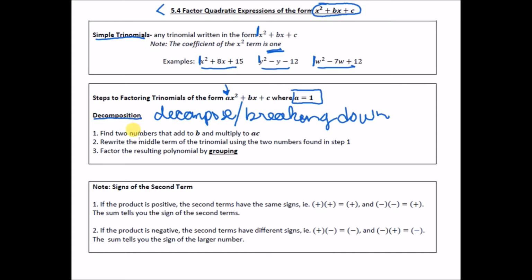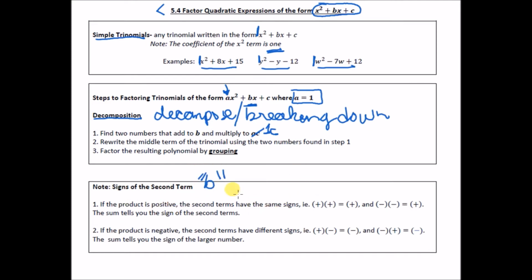So we're going to find 2 numbers that add to b, so that middle number, and multiply to ac. In this case, we can actually just call it c, because a is always going to be 1. And then we're going to decompose, or break down, that middle term, that b term, with those 2 numbers found in step 1. Then we're going to have 4 terms, and we can factor by grouping.